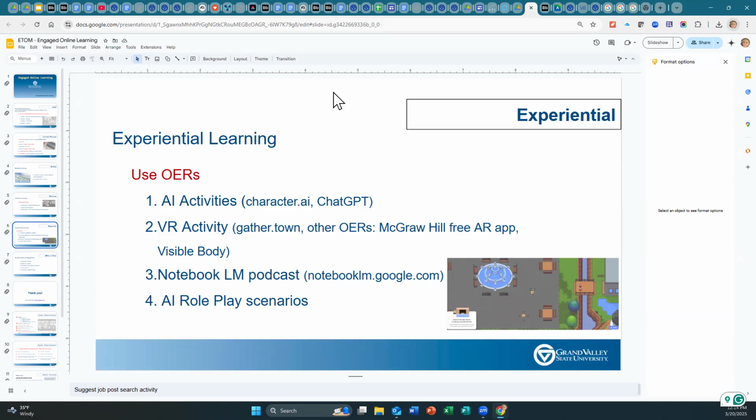The other thing I do is any VR activity I can find. I use gather.town just to introduce them to an online, simple, fun little activity. But I have found other OERs. McGraw-Hill has a free AR app. There's a Visible Body app or AR online that you can do for anything in health sciences, things like that. Based on your subject content area, you can have them do free AR apps. I'm a big proponent of OERs, free resources for education. So definitely that builds engagement instead of them just reading a textbook.